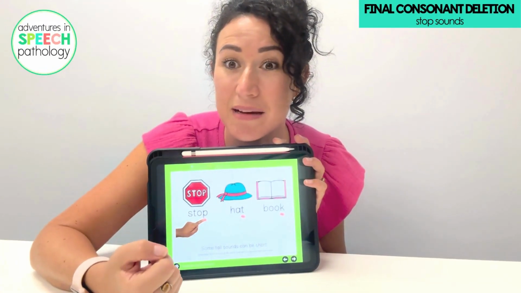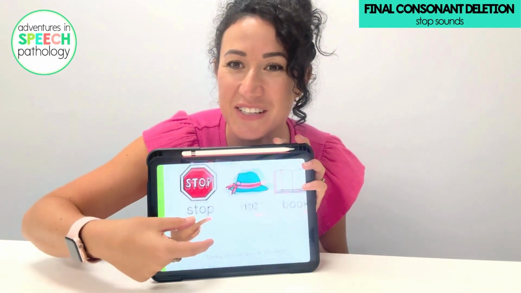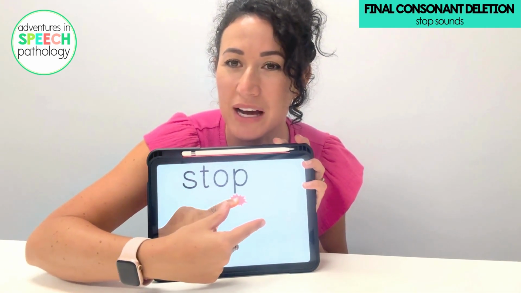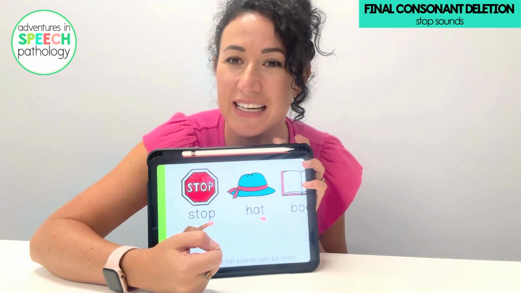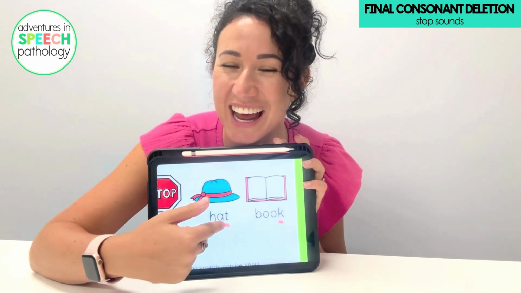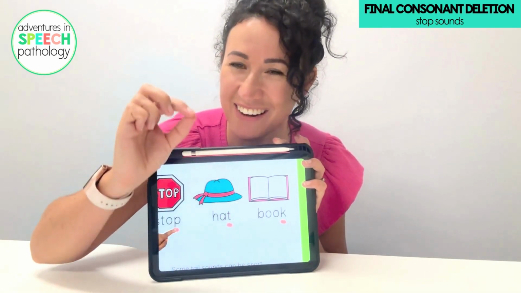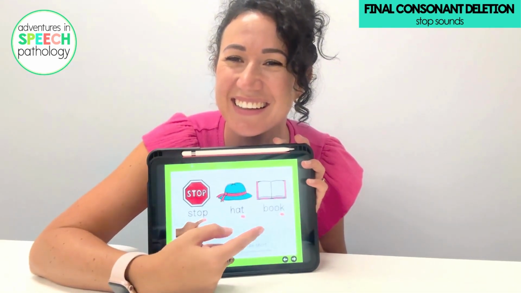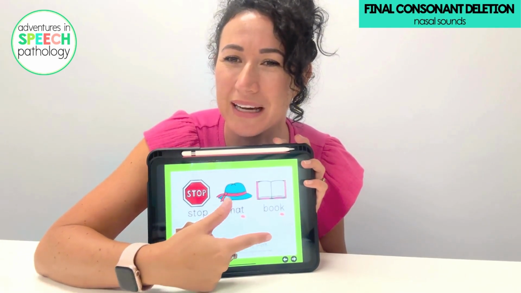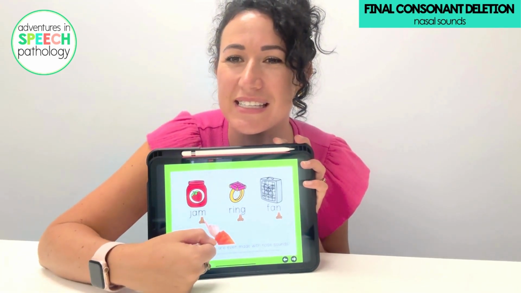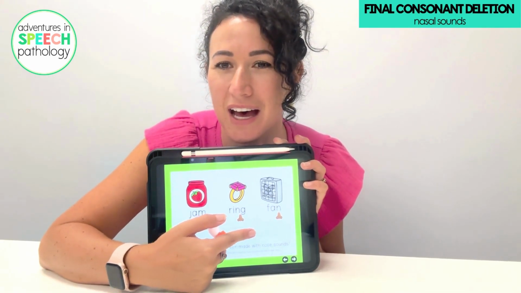We talk about how some sounds are really, really quick. So you can see here we've got a finger, and I might point to the tail sound like hat, and I might have the child tap it, book. So they're doing something so that they're hearing and seeing the sound again. And then we say that there are some as well that come out of our nose. So this is like the jam, ring, and fan.